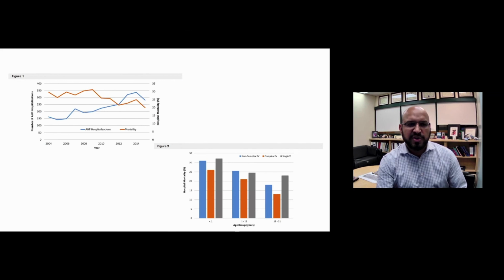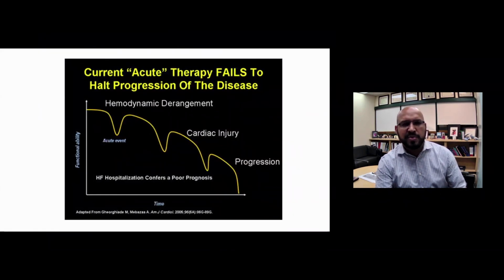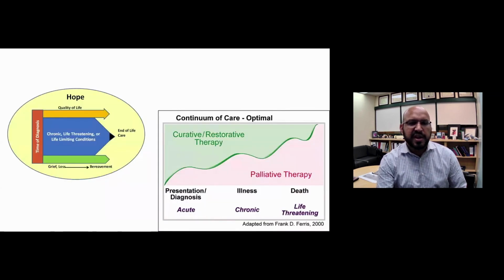And these diagrams just show the increasing number of heart failure hospitalizations, as well as the increased mortality in the younger patients with congenital heart disease. And so it's important to remember that this is a progressive disease with recurrent hospitalizations conferring a poor prognosis. And that really needs to also be kept in the spectrum of quality of life and palliation. And that though we have ultimate goals of trying to cure or restore therapies, over time with recurrent hospitalizations and worsening heart failure, palliation is also an important part of that treatment pathway.